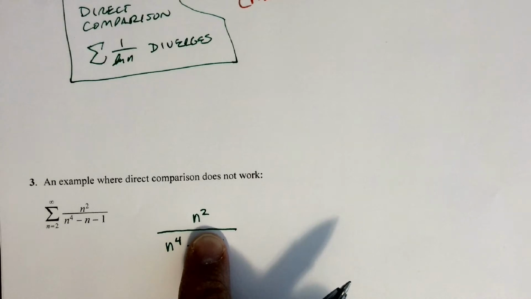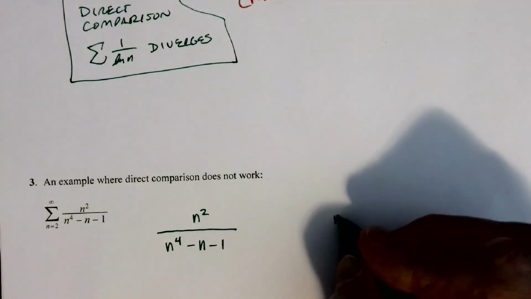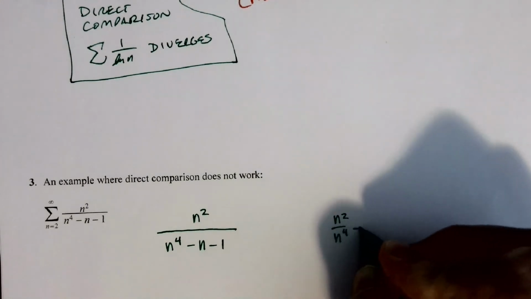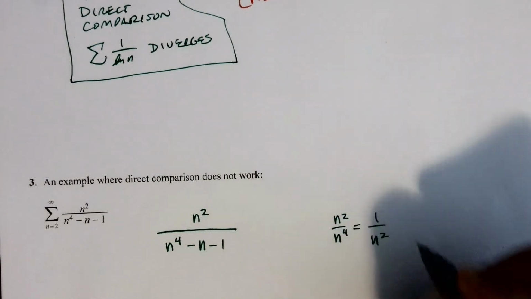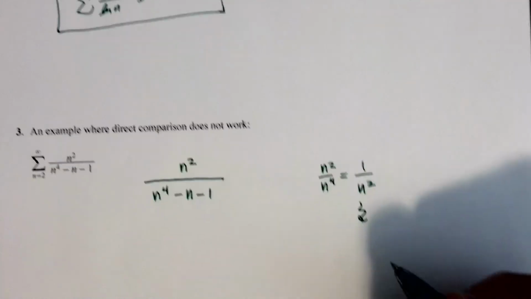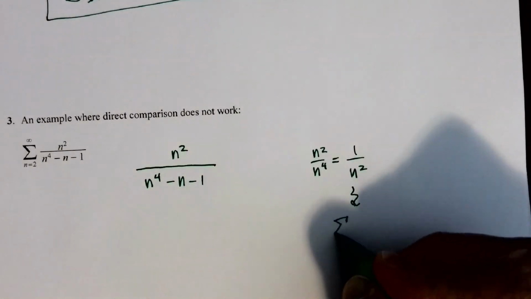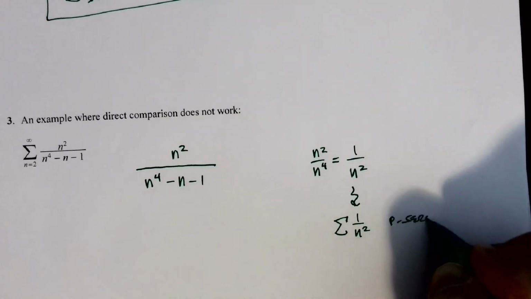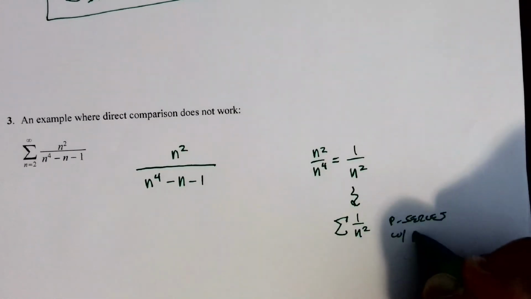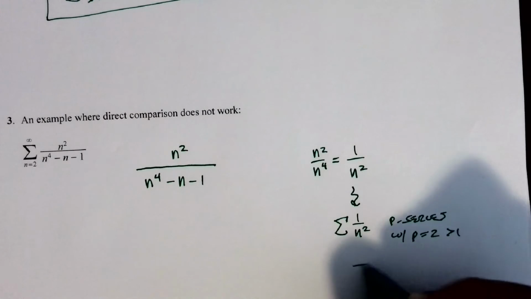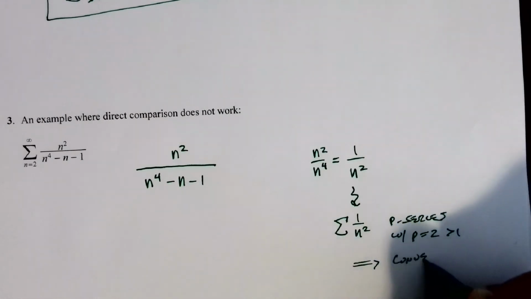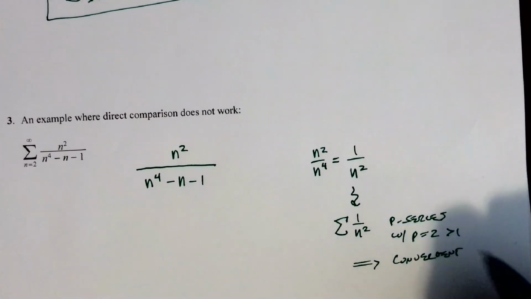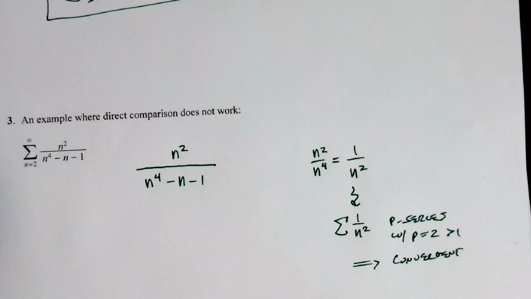And then I can simplify. What's this fraction simplify down to? n squared divided by n to the fourth simplifies down to 1 over n squared. And this comes from a P series, if we think about it. 1 over n squared is a P series with P equal to 2, which is greater than 1, and so it is convergent.